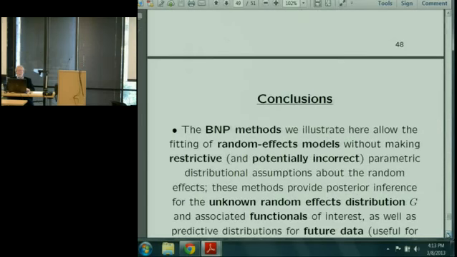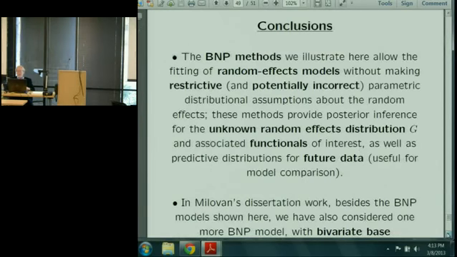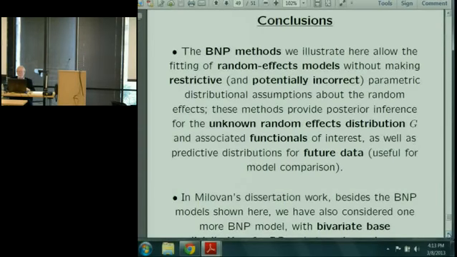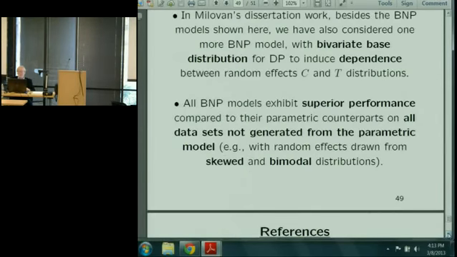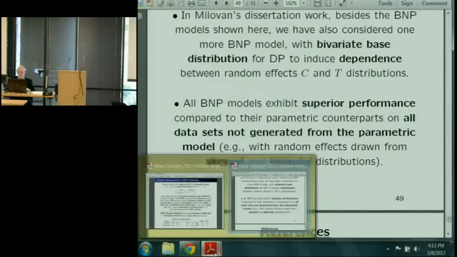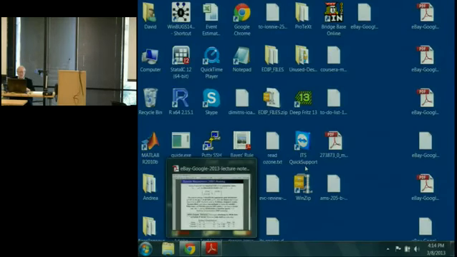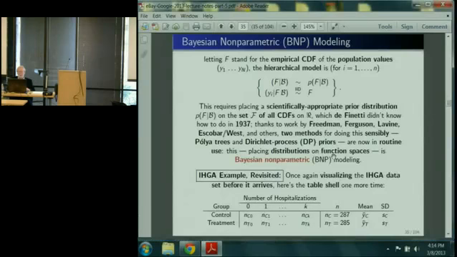And so basically what's happening is that we now have a way, and it's not that hard, to fit random effects models without making restrictive and potentially incorrect parametric distributional assumptions about the random effects. We can learn the underlying random effects distributions from the data. So that finishes this particular handout. I'd like to return now for the remaining time to our big handout, part 5.